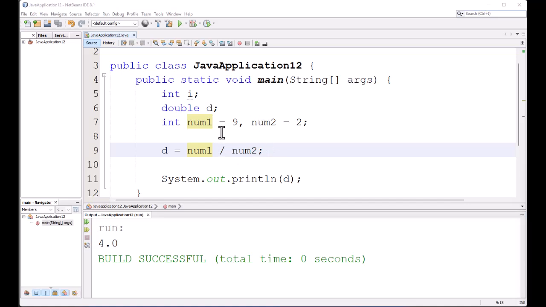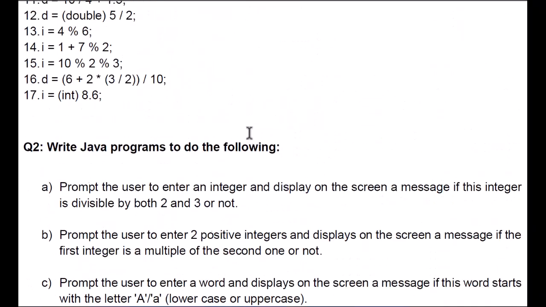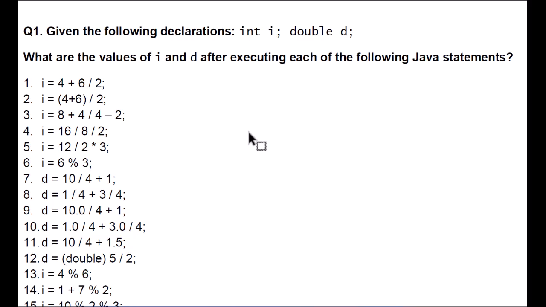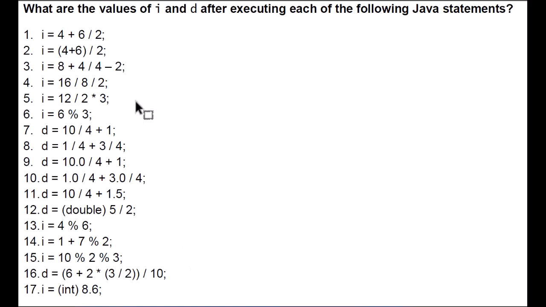Alright, now there are a lot of examples. Let me open the exercise. This is the meeting 3 exercise, and you can test everything. You see, just declare int I and double D. Try to write each and every one of them and see the result. Before writing them and trying to make sure about the result, try to solve them yourself. The solution is available on Moodle, but try to solve these yourself.